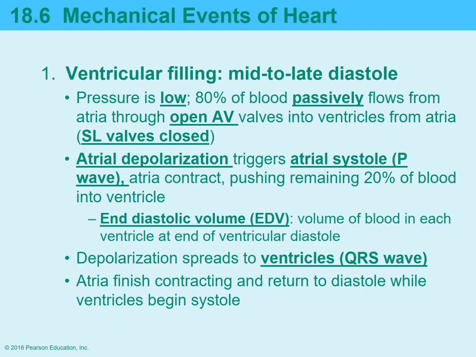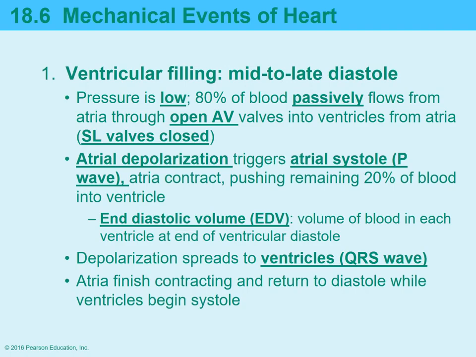Atrial depolarization then triggers atrial systole, or the P wave. This is when the atria contract, and it's going to push the remaining blood into the ventricle. Now, about 80% of it is just going to flow passively, and only 20% of it remains to be pushed during the contraction of the atrium.